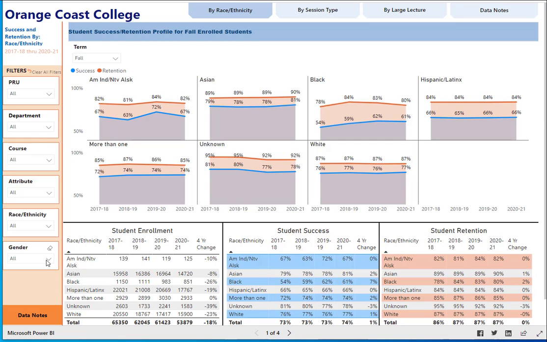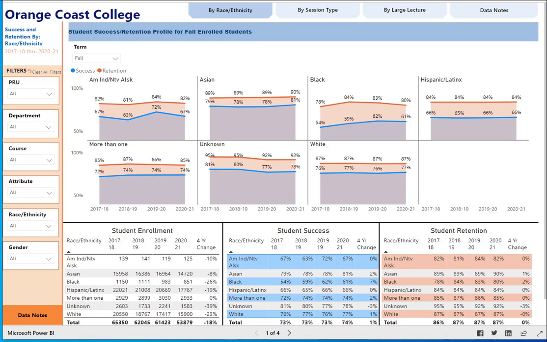You can also filter by race, ethnicity, and by gender. Here we see the success and retention profile for all students enrolled from 2017-18 through 2020-21. The orange line indicates the retention, meaning of the students that were in the classroom at census, how many remained at the end of the semester. The blue line indicates success, meaning students that earned an A, B, C, or a passing grade. The area in between the blue and the orange line is the gap in terms of the number of students that completed the class and the number of students who were successful.